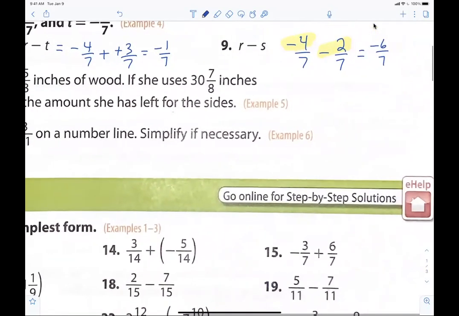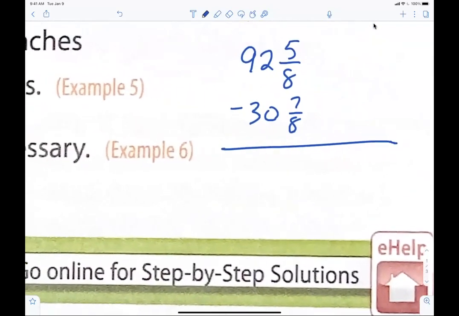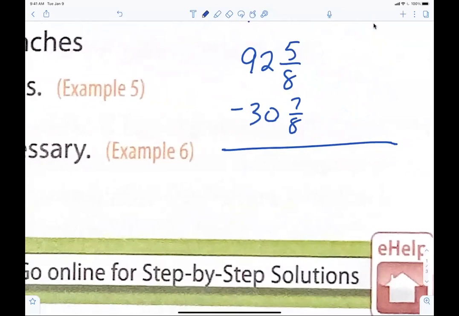So I want everybody off to the side here. Let's write 92 and 5/8 minus 30 and 7/8. All right, now I'm going to be impressed by who remembers this from last year. 92 and 5/8 minus 30 and 7/8. What am I doing here, Mike? Come on now, Mr. Ward. I really want you to concentrate on this one. Subtract the whole numbers first. Well, you could, but it's not the best thing to do right now. So we're going to subtract the fractions.